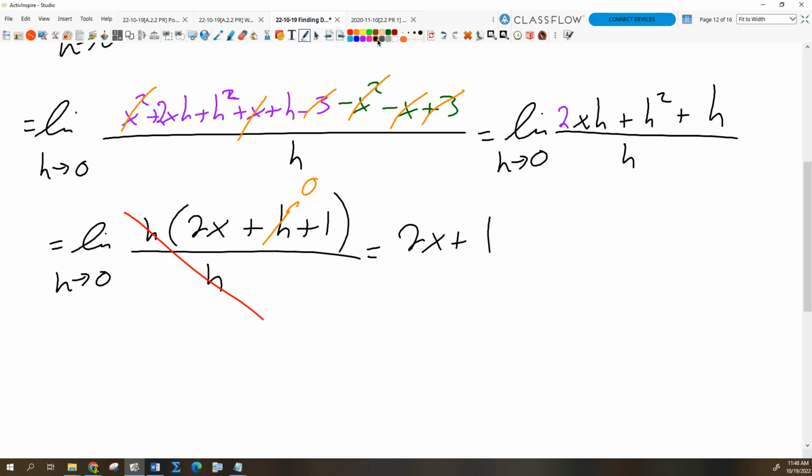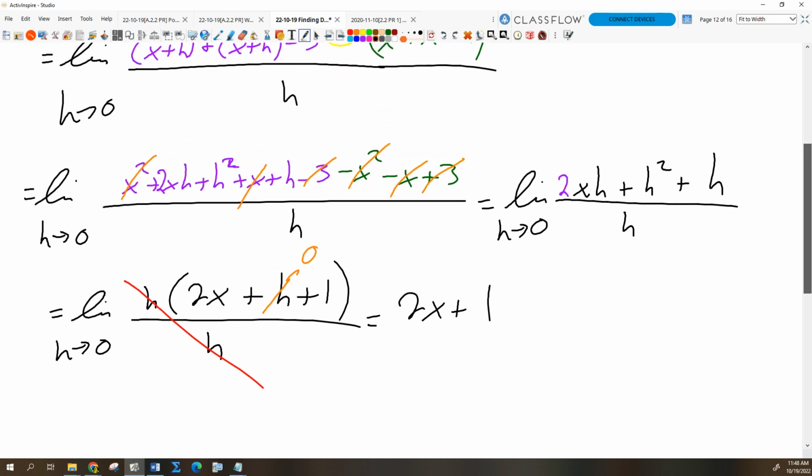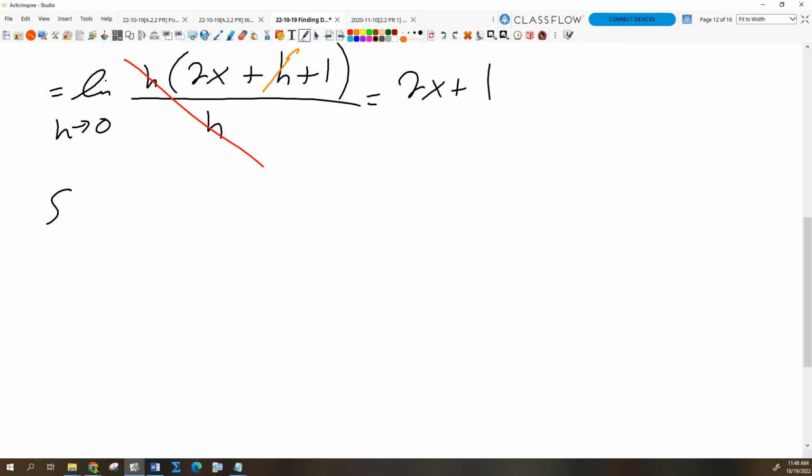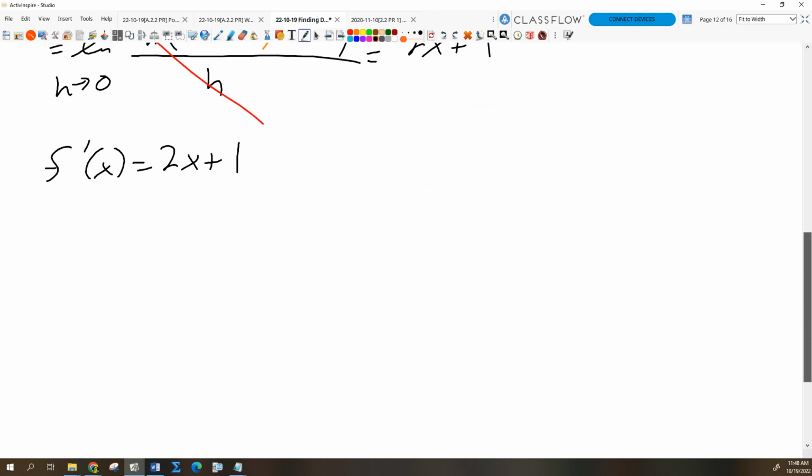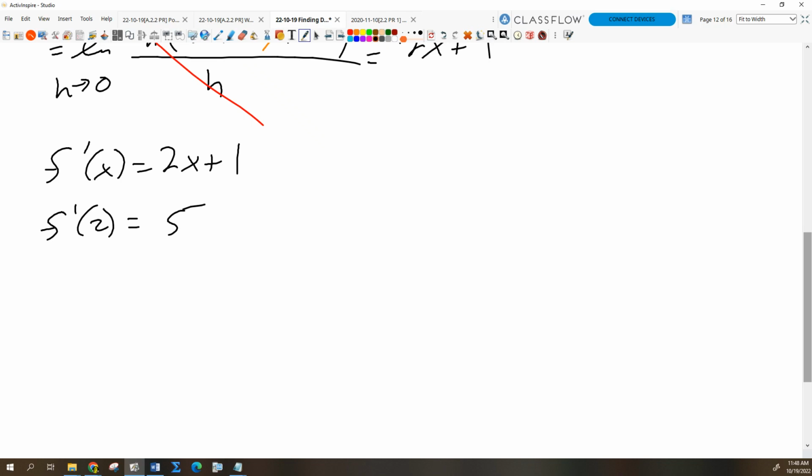So f prime of x equals 2x plus 1. That's our derivative function. That's great. So I can plug in any value of x I want. Well, we want to know what's happening at x equals 2. So f prime of 2 is just 5. That's the slope of the tangent line. We're looking for the normal line. So what's our slope going to be?